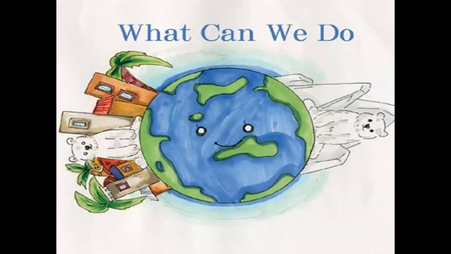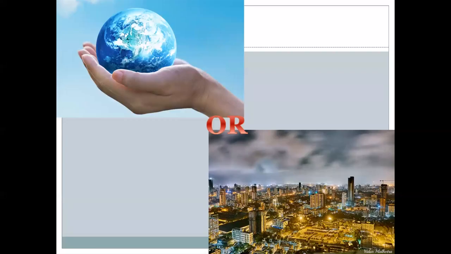So, what can we do? Or, what would you do, students? Would you choose to protect the environment? Or would you choose urban development to earn more money? Or is there a way to balance urban development and biodiversity? Let's take a look.